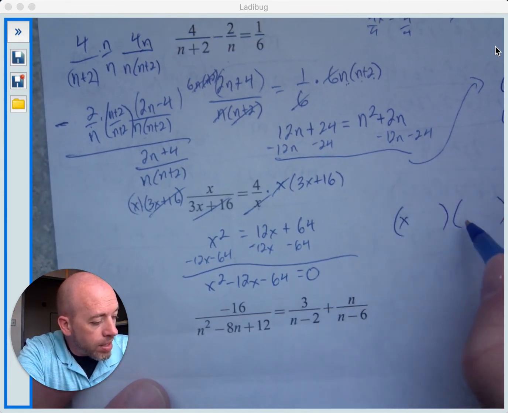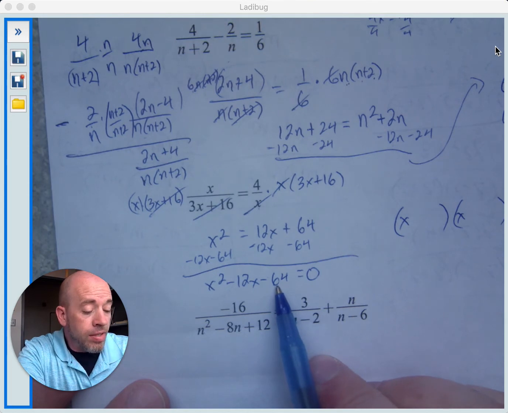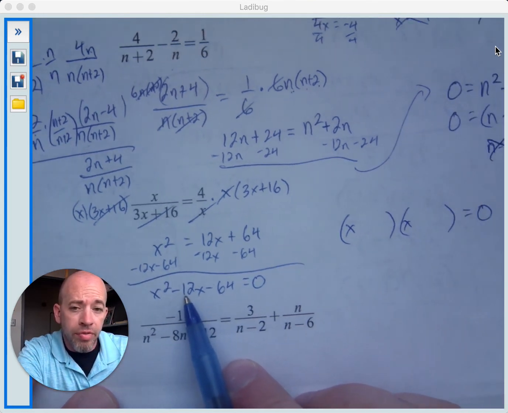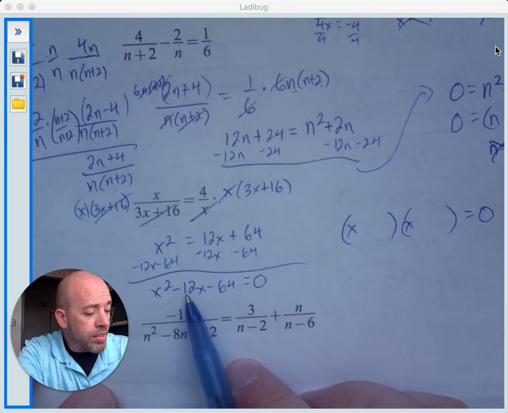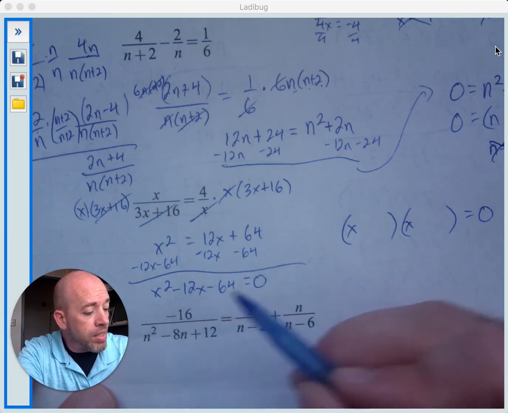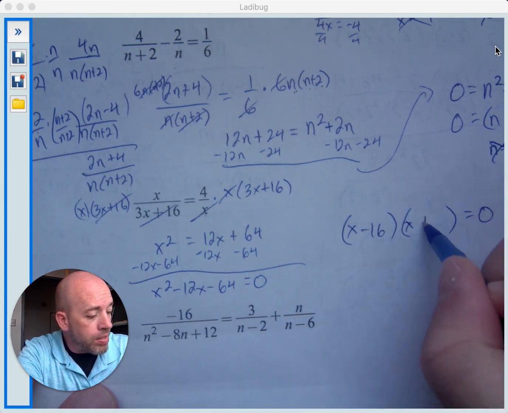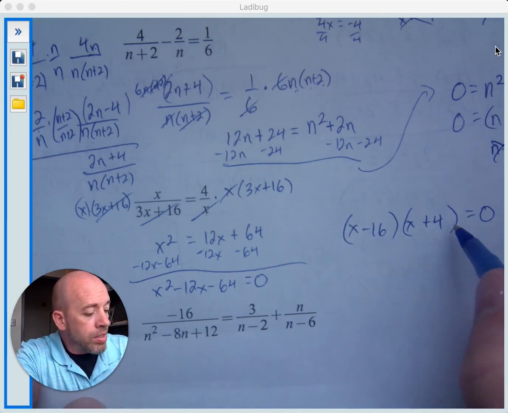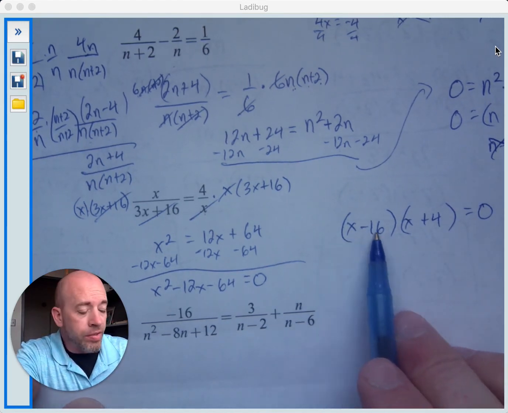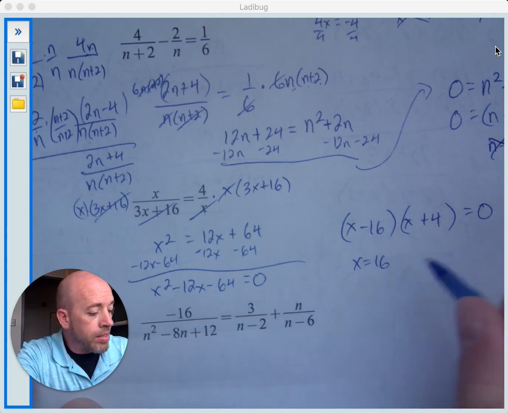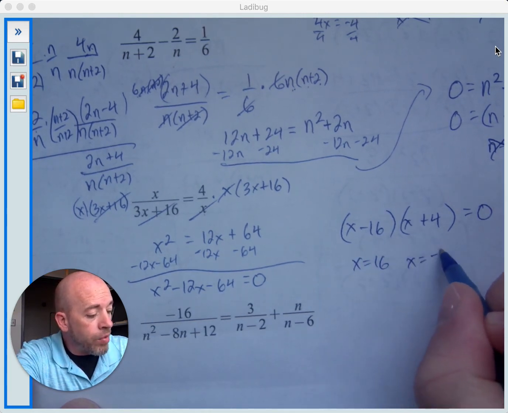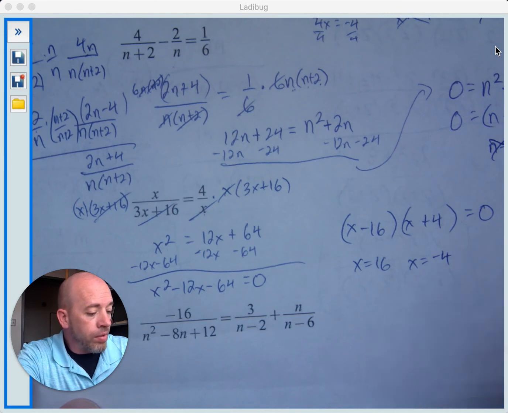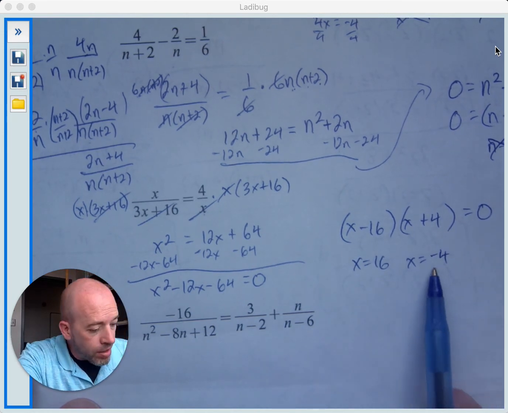So let's see, two binomials. We need an x and an x. Two factors of negative 64 that add up to negative 12. I think we can use 4 and 16 somehow. Because the 12 is negative, we need a negative 16 and positive 4. I think that will work. All right. So this gives us our solutions. What makes this factor 0? 16. What makes this factor 0? Negative 4. And so we need to check those in over here.